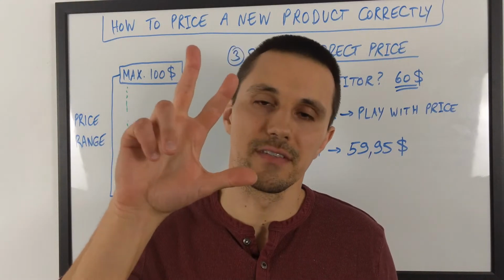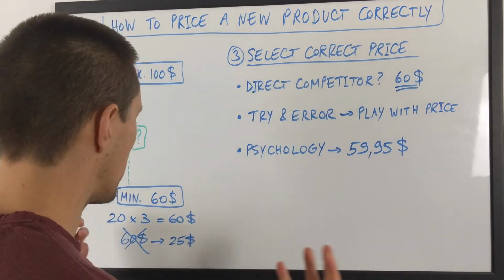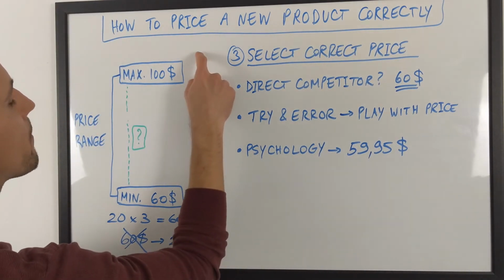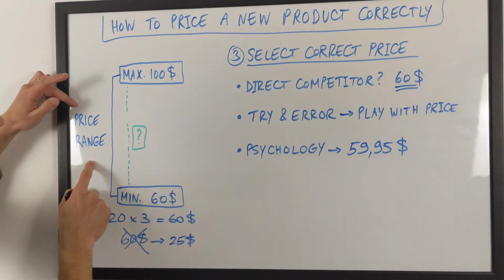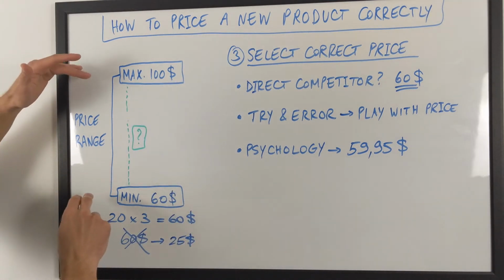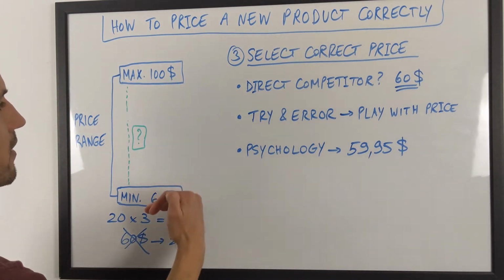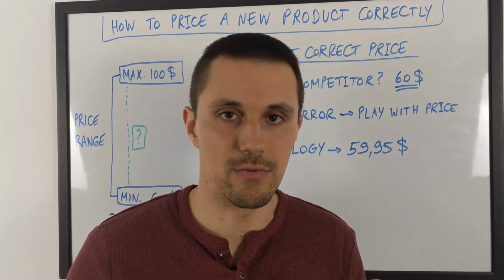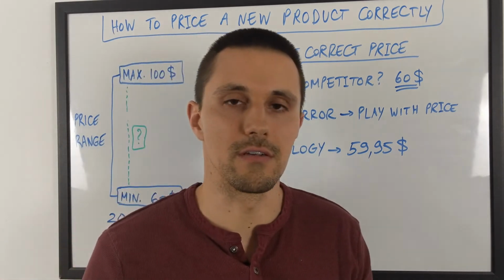The last step, step number 3 in the process, is of course to select the correct price. So far we have discussed the minimum price, which was 60, and the maximum price, which was 100. So now I know my price range, right? I know I can sell between $60 and $100. Of course, this is very large. You can say, well, that's a lot of range, right? Which is true. But now actually you can continue your research, of course.